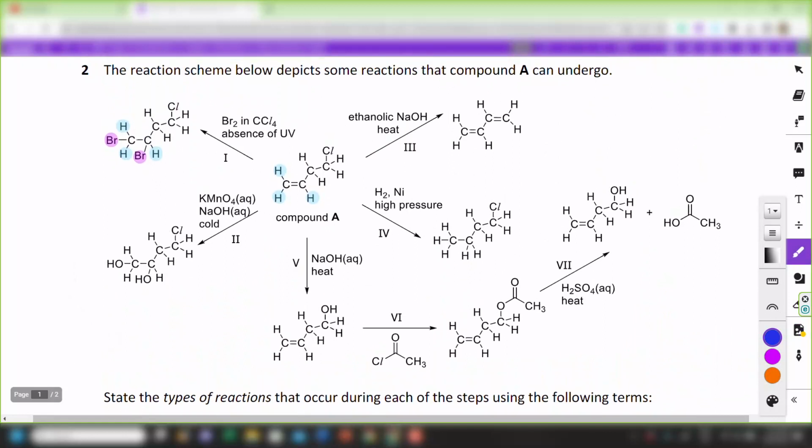I won't bother to write it out. I'll just narrate as I go so that it's easier for you. Or if you wish, I can write it out over here. So this is typical of an addition reaction.